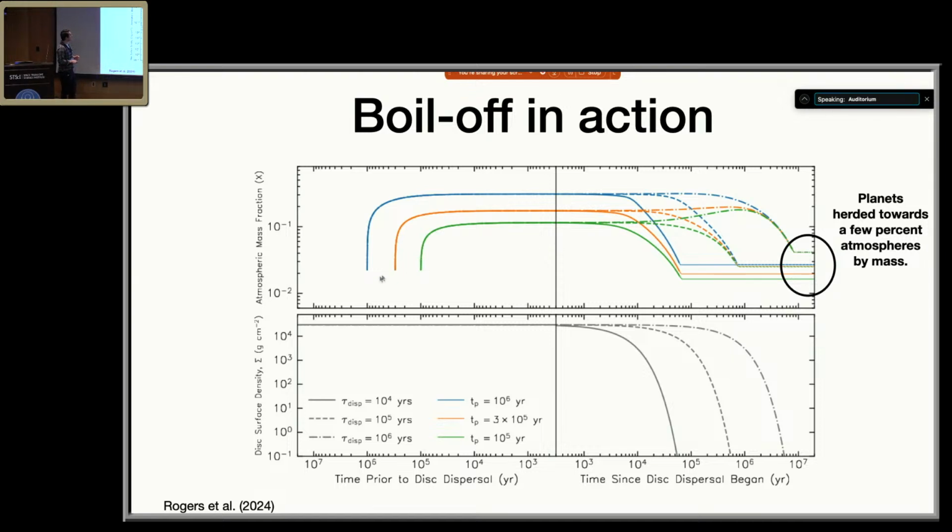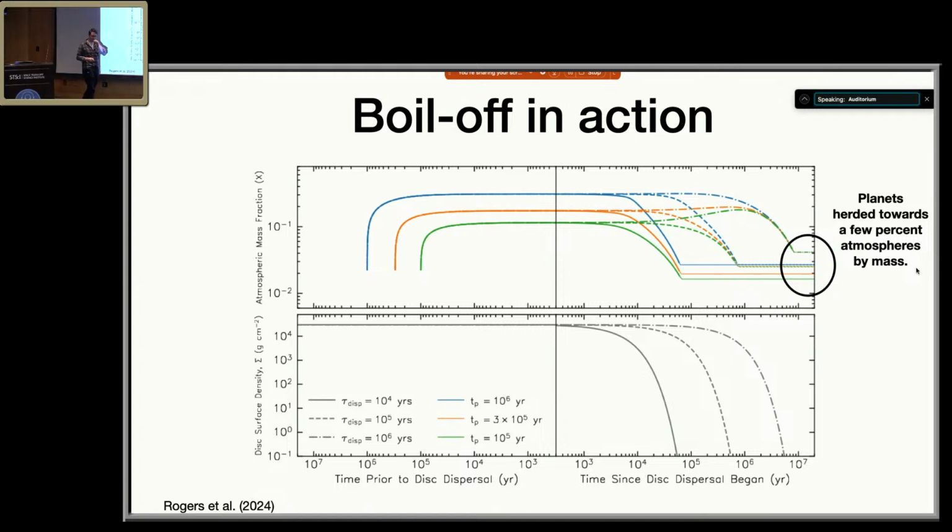So you can see these are different accretion curves. So this is time on the x-axis. I've lost my cursor. This is time prior to disk dispersal on the x-axis here, and this is time after disk dispersal here. What you can see is planets initially accrete gas, and then at disk dispersal, they start going through this boil-off process, and they dramatically lose a lot of mass. And they're sort of shepherded towards having a few percent by mass weight atmospheres. So typically, they accrete 10s to 20%, these low-mass planets, but they end up with 1% after this.